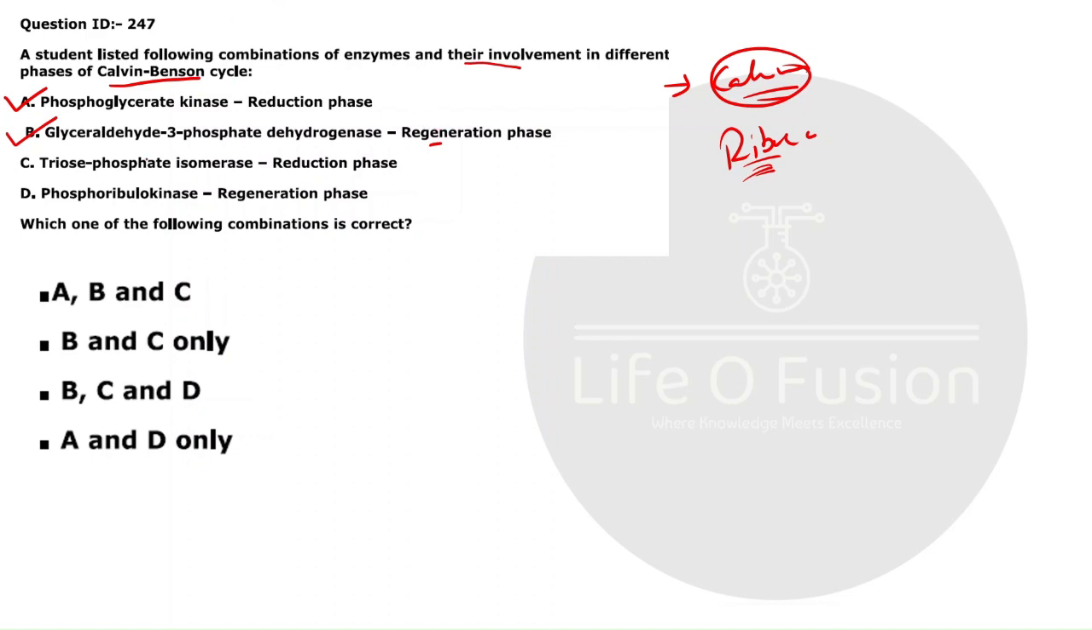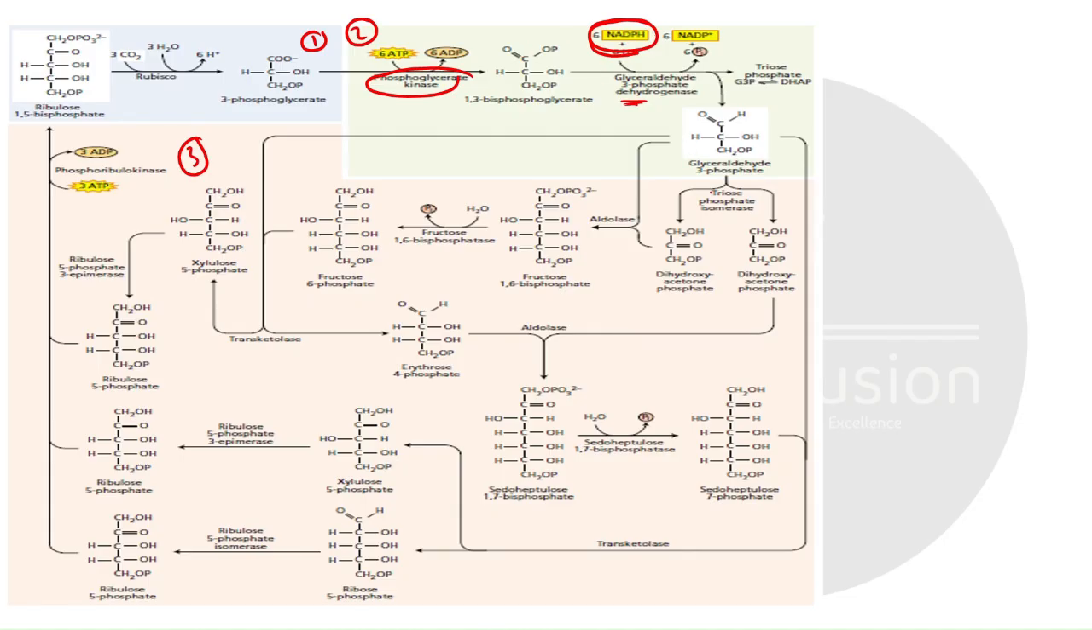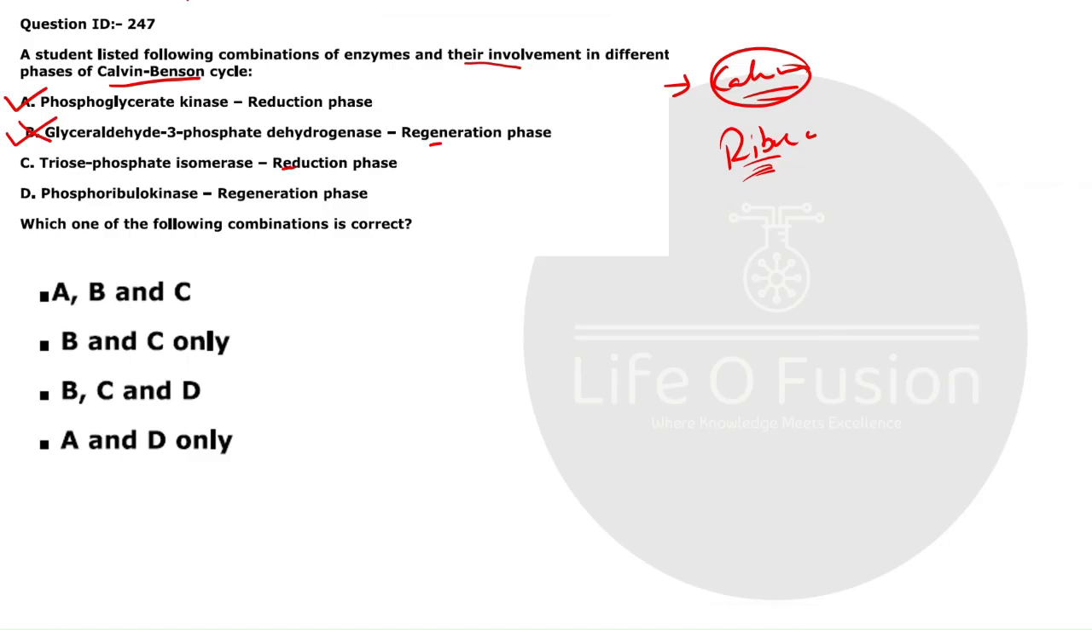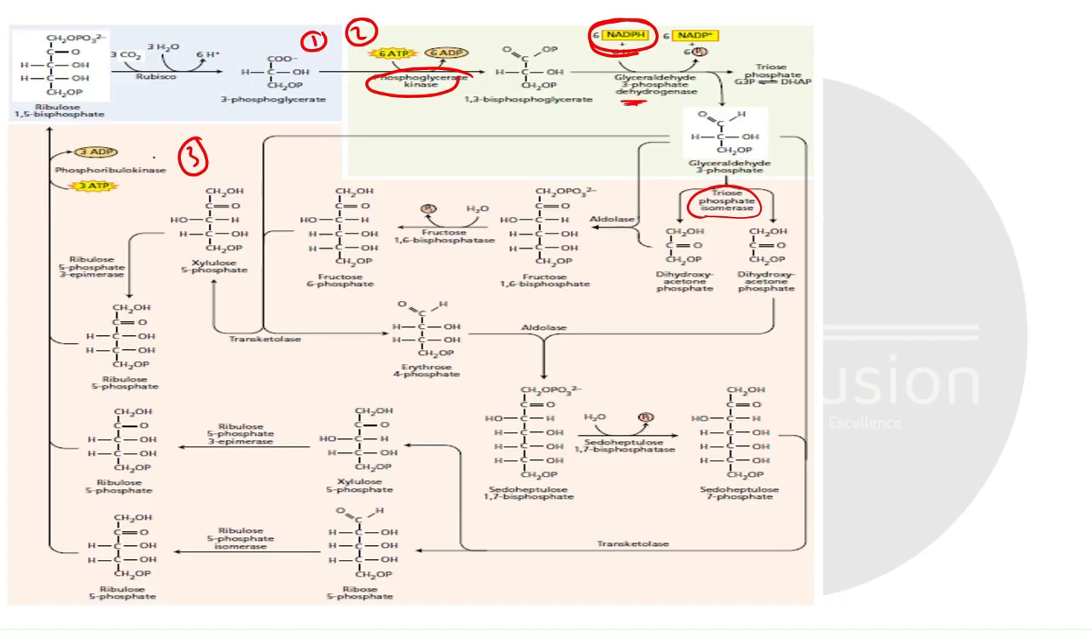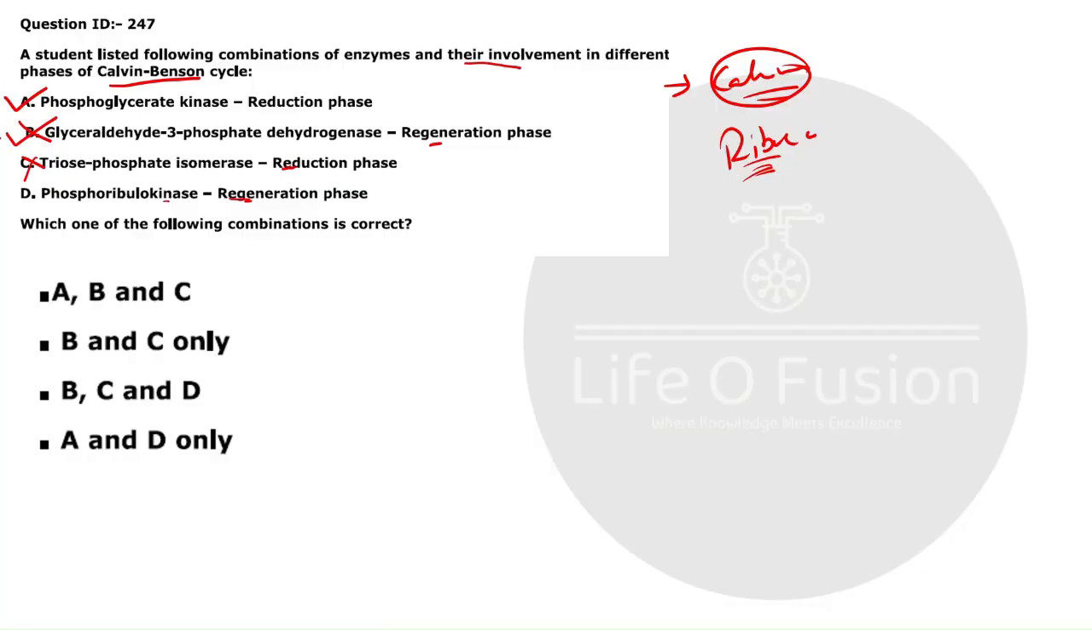It's mentioned regeneration, so this is the wrong answer. Triose phosphate isomerase in the reduction phase? See, it is in the regeneration step. So option C is also wrong. Option D, phosphoribulose kinase is in the regeneration phase. See, phosphoribulose kinase is in the regeneration phase. So option D is correct. So A and D are the only correct answers.